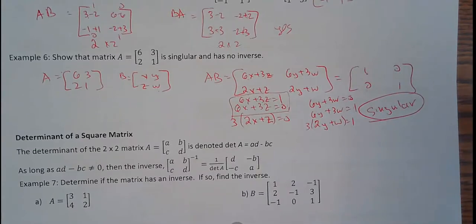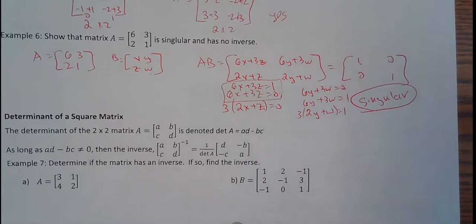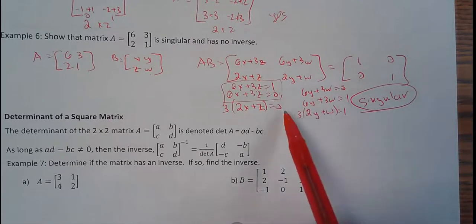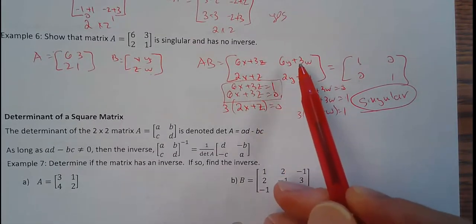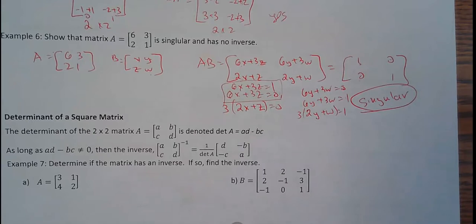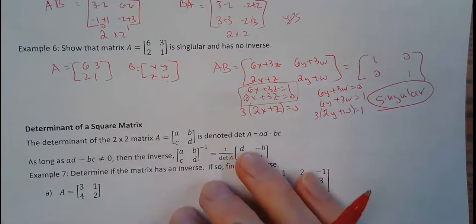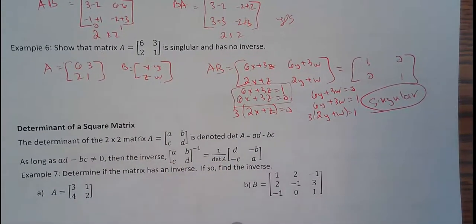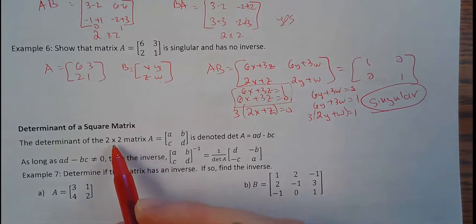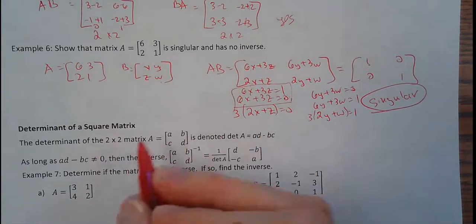Now the determinant can actually help us figure out if it's singular. So you think, I don't want to do that every time. Good grief, that would take so long. You're right, you don't have to. There's this thing called the determinant. We can do it by hand for 2 by 2s.